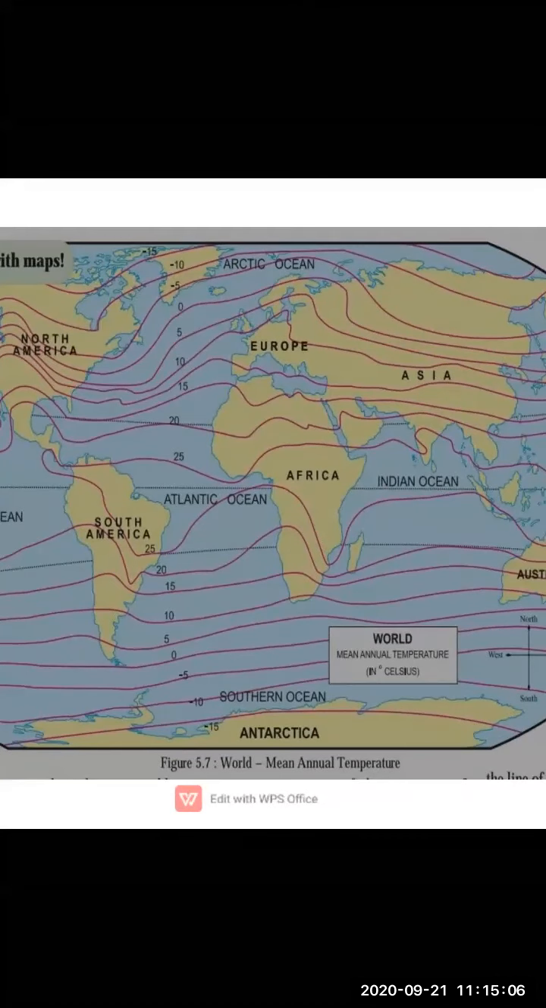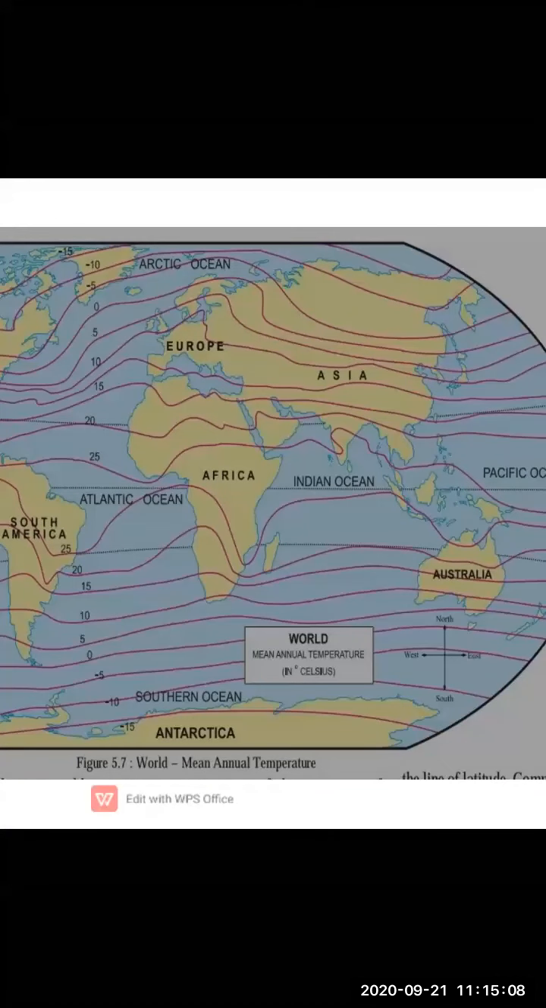Now moving ahead, we are going to study this map. Children, here you can clearly see that this is the world map, which is giving information about the mean annual temperature.